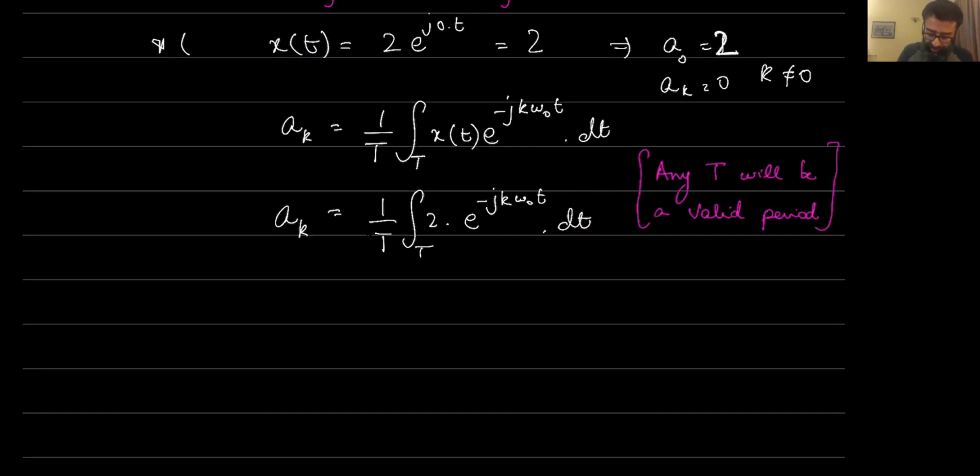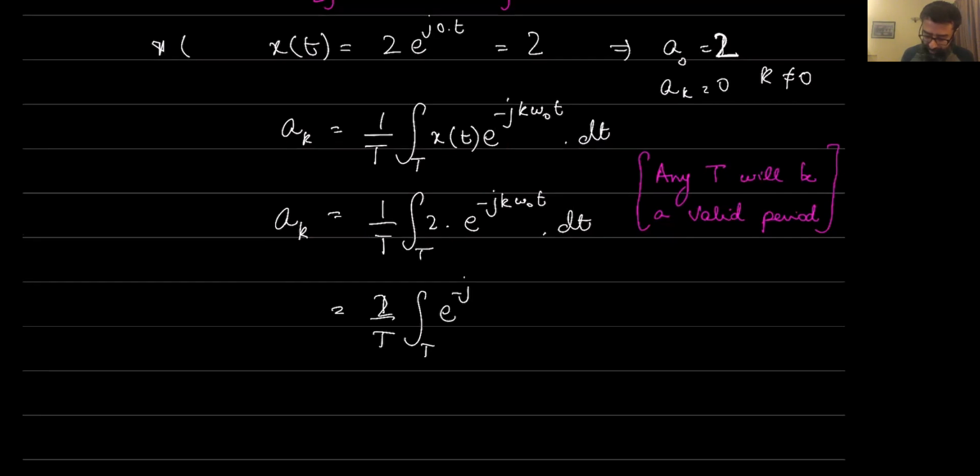So what do you get here? This is 1 upon T integral over T. So this is 2 here, and this is e raised to power minus j k omega naught t, where omega naught is 2 pi by capital T, times dt. Good. Right, so Hassan gives me the correct answer. Hassan says that this integral for any value of k which is non-zero would be 0. So this is equal to 0 when k is not equal to 0.